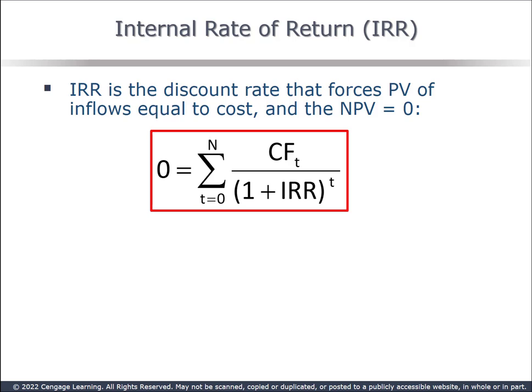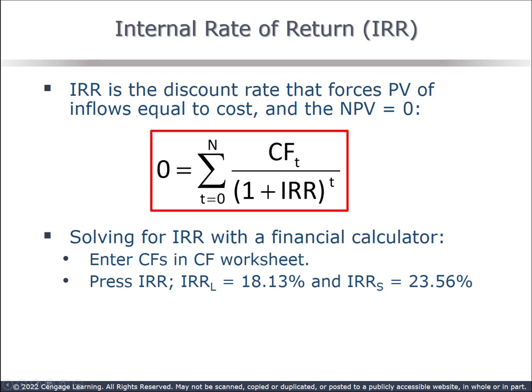Closely related to NPV is the internal rate of return, or IRR. IRR is the discount rate that makes NPV 0. While it's possible to solve for IRR manually, it's iterative, meaning you try values until you hit the answer, because there's no closed-form solution. Much easier to use your financial calculator or Excel.